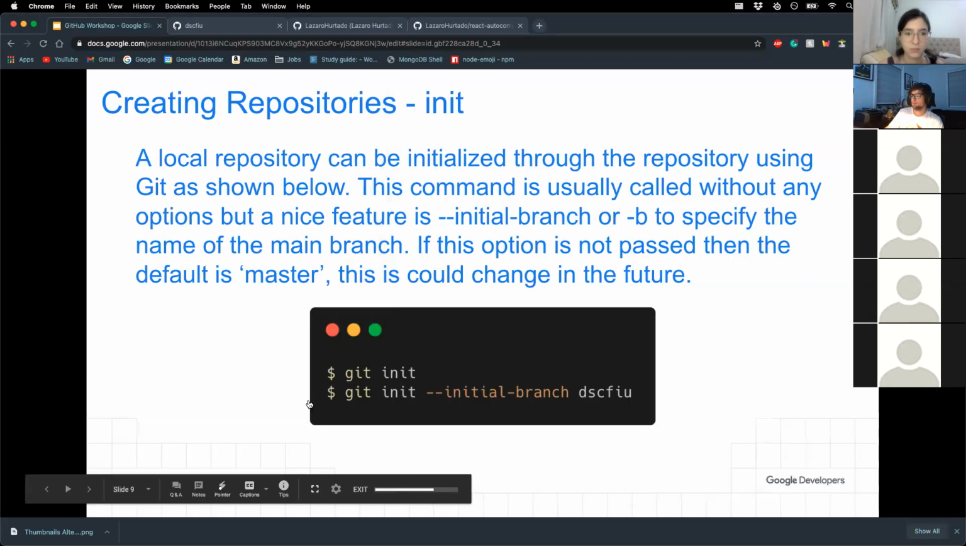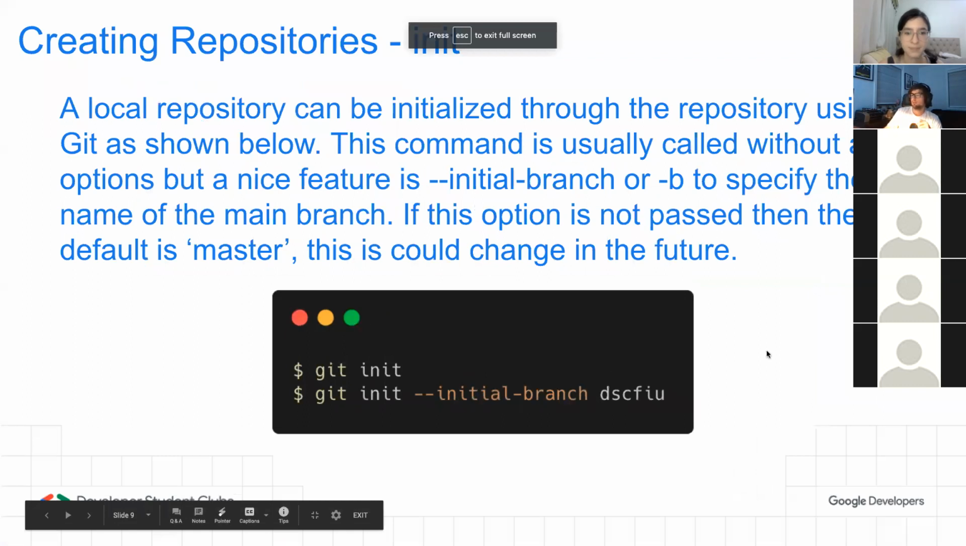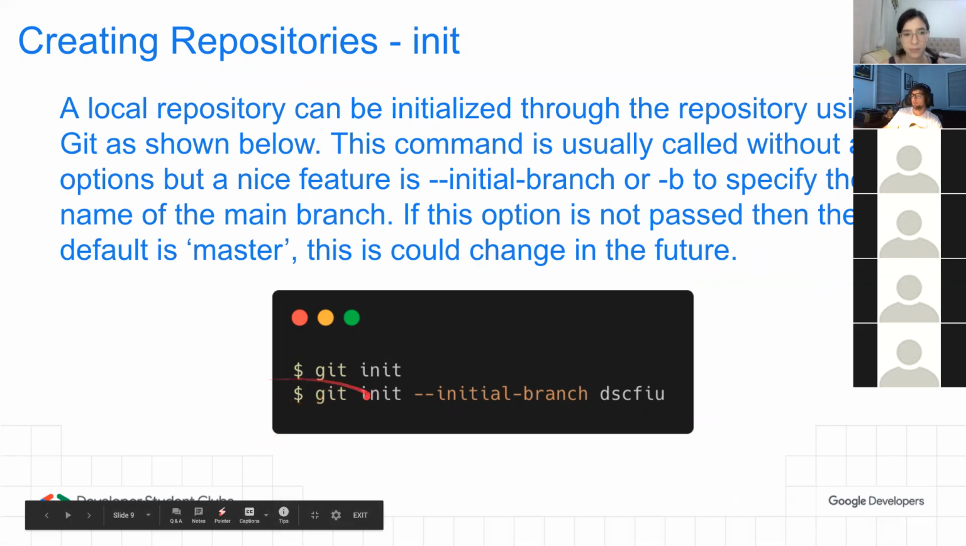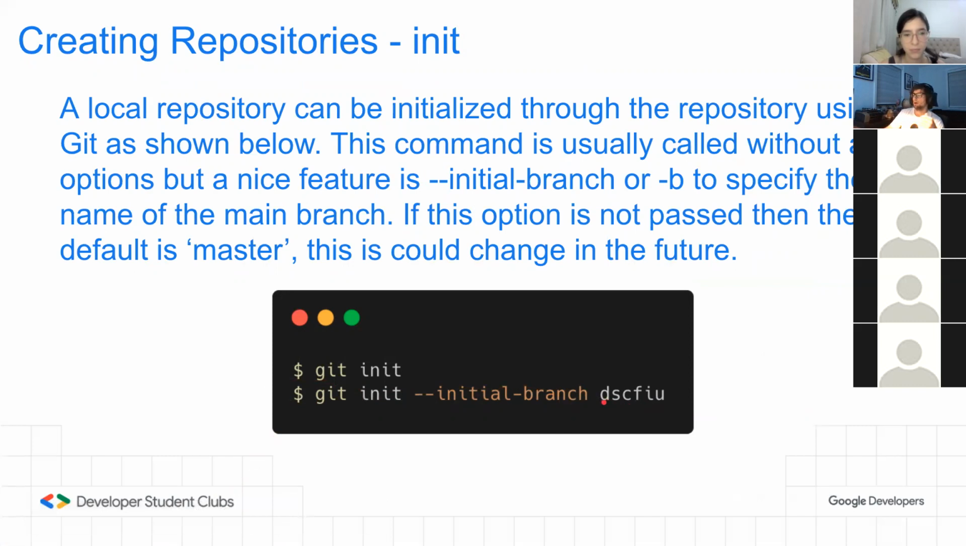Might as well do this. Okay, should be a little bit better. So what this does is, when you do git init, the default branch is called master. They're trying to change it to main, but currently it's called master. But if you pass this option, this dash dash initial dash branch, whatever word you put after that, that'll be the default name of the branch. So here in the second code right here, the default branch, instead of being called master, it will be called DSC FIU.